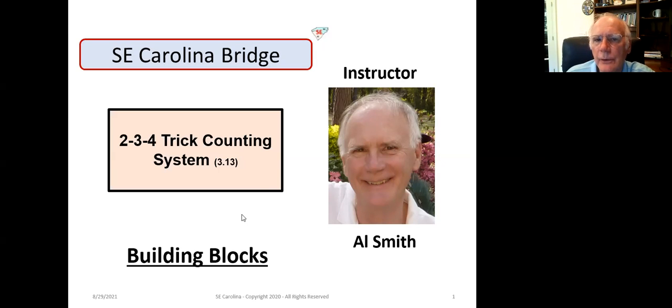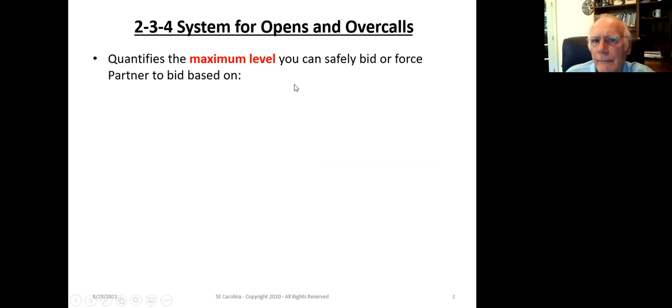Today we're going to talk about the 2, 3, 4 trick counting system. The goal of the 2, 3, 4 system is to give you the ability to determine, in a quantifiable manner, the maximum level that you can safely bid to or force your partner to bid to. And it's based upon the contents of your hand and vulnerability. 2, 3, 4 gives you the capability of factoring in vulnerability as part of your decision in determining whether you want to further compete in the bidding or not.